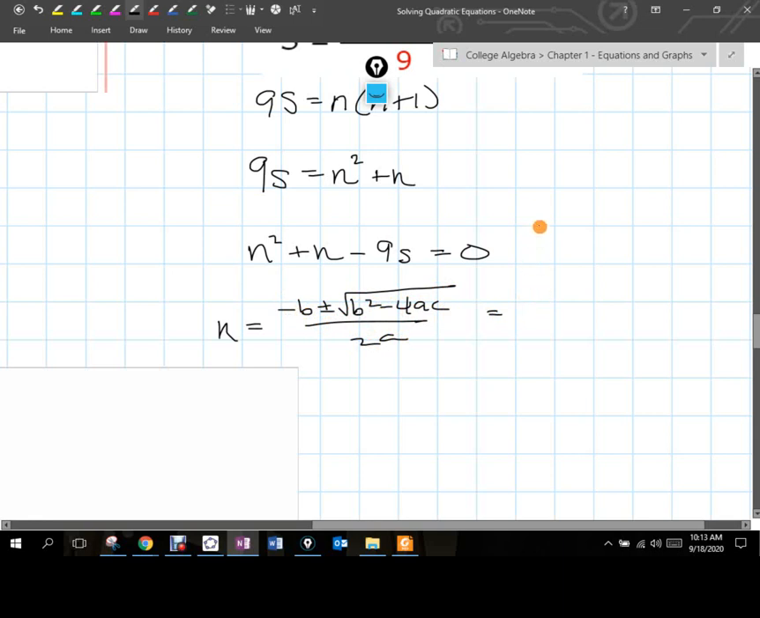Now what is b? 1. So I'm going to have negative 1, plus or minus the square root of b squared, which would be 1 again, minus 4 times a, which is 1, and now c is negative 9s. It's a constant. I just don't know what it is because s is undefined at the moment. But it will be a constant. It will be my c. Divided by 2a, which is 2, right?